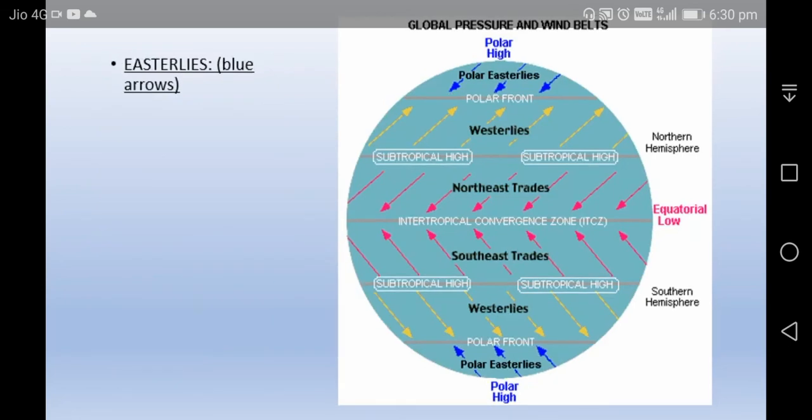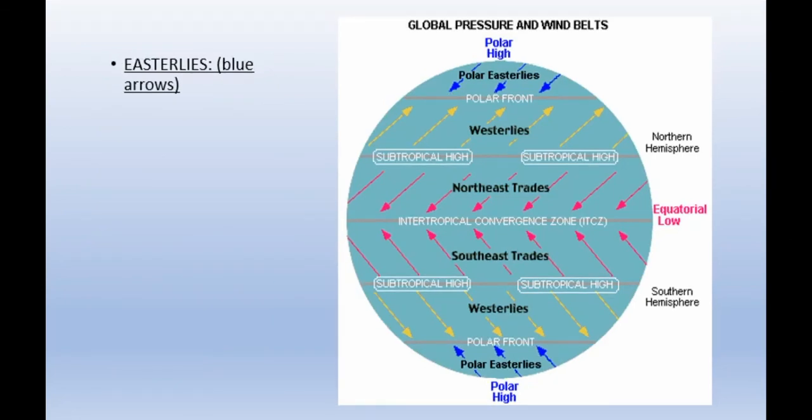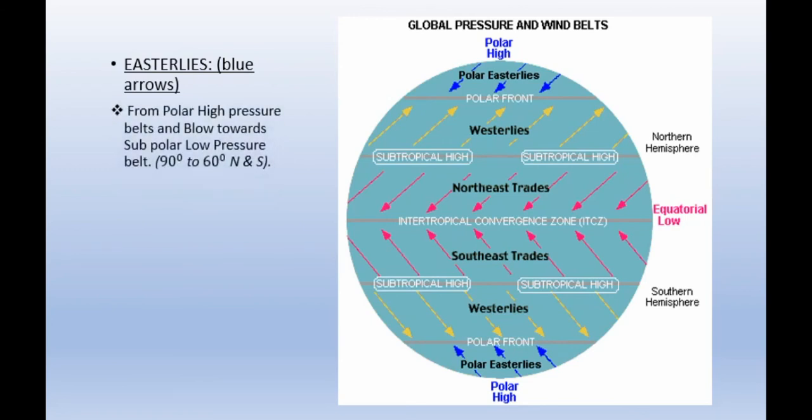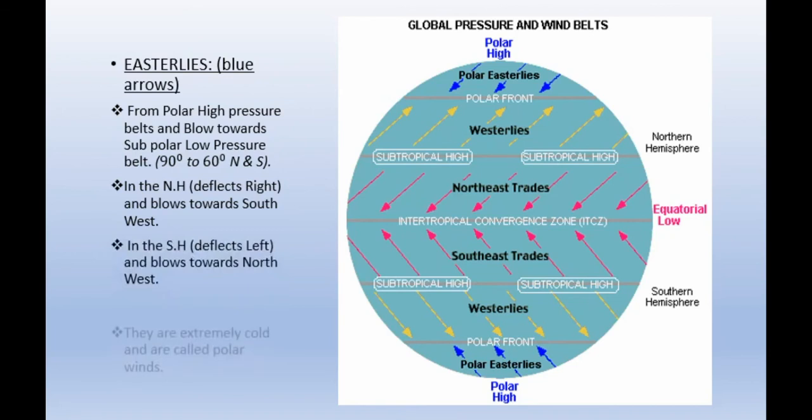Okay, the yellow arrows you already saw, the westerlies. Now the blue arrows, I already told you, are the easterlies, winds from the polar high pressure belts that blow towards the polar low pressure belts, 90 degree to 60 degree north and south. The northern hemisphere deflects to the right side and blows towards the southwest. In the southern hemisphere it deflects left and blows towards the equatorial regions. Now we can continue to study the seasonal winds, seasonal shifting winds.